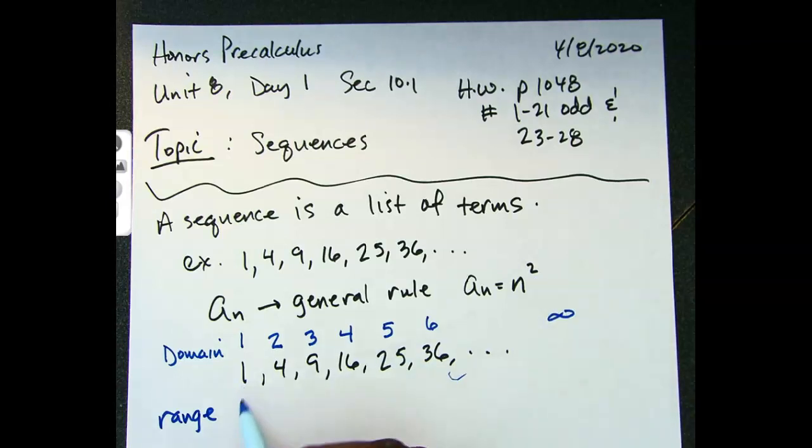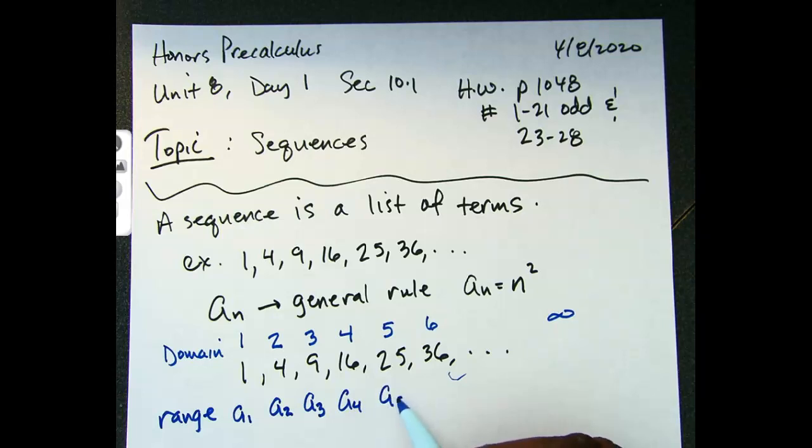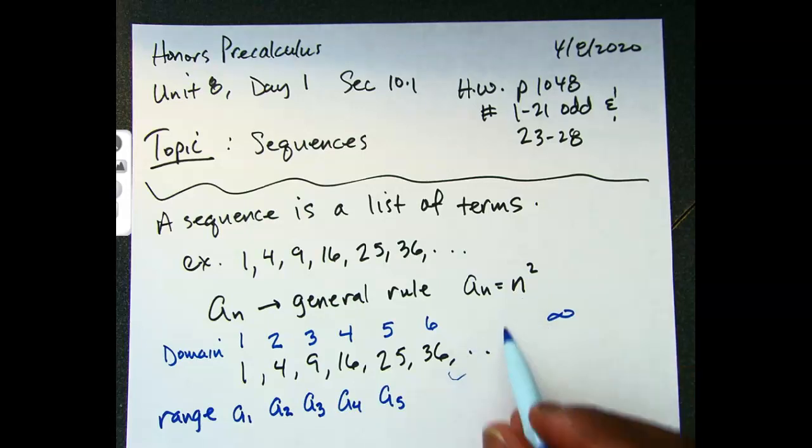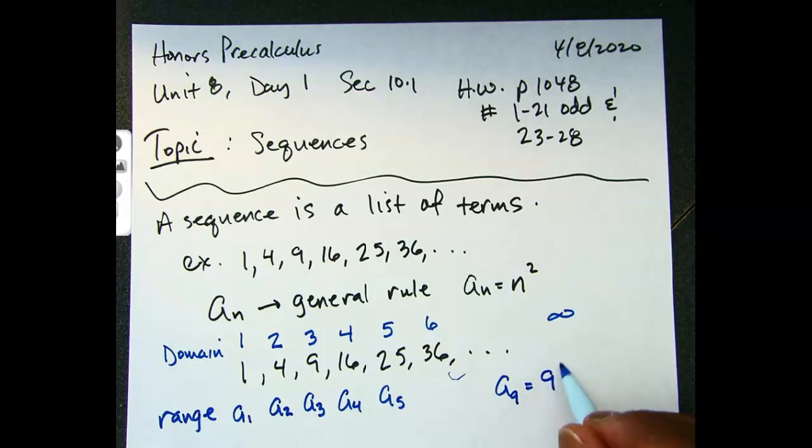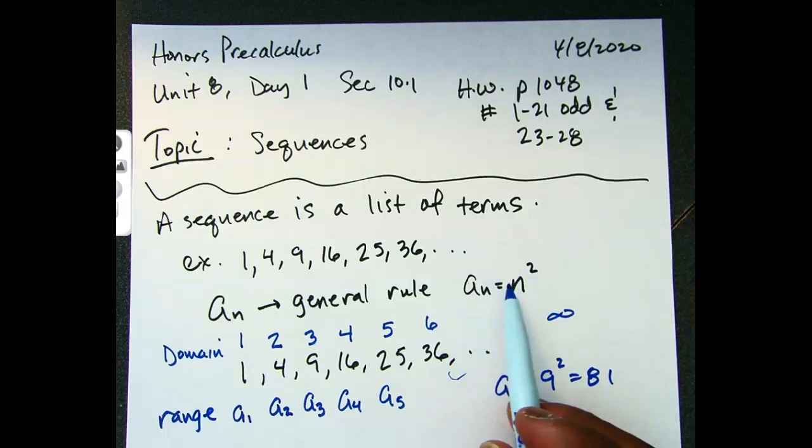So this first term, a sub 1, would be 1 squared. A sub 2 would be 2 squared, which is 4. A sub 3 would be 3 squared, which is 9, and so on and so forth. So if we wanted the 9th term, even though we don't have it written here, a sub 9 would be 9 squared, or 81, because this tells us the rule for that.